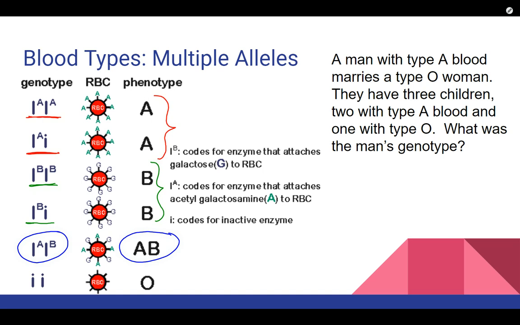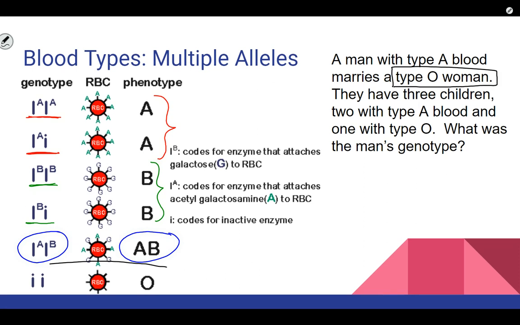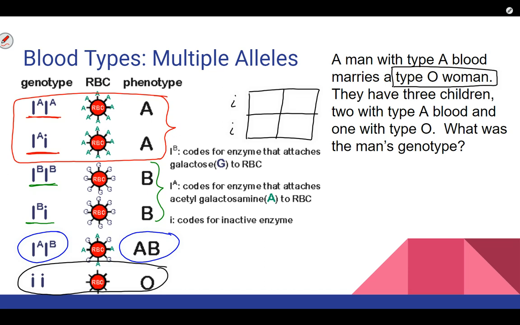So let's check this one. I think most people either got there or really close. So the woman has type O blood. Type O can only be homozygous recessive. So she has to have this genotype. The man has type A blood. So he's got 2 possibilities here. One of his alleles has to have the letter A. But the other one could either be another A or it could be a recessive allele, right? We don't know.